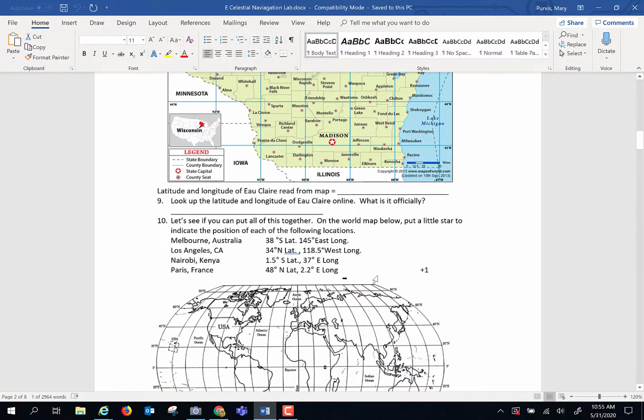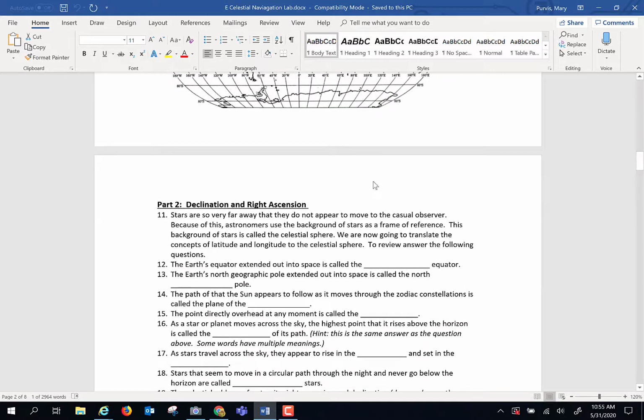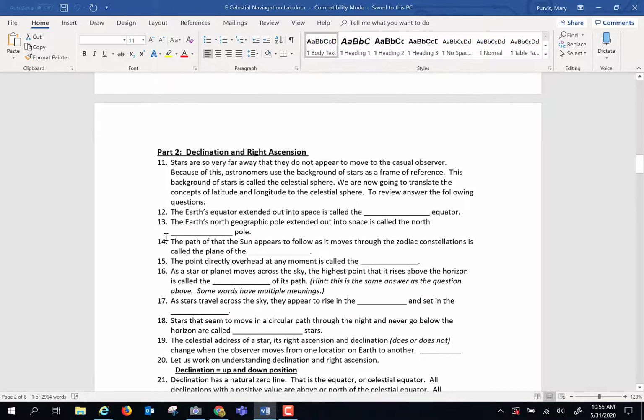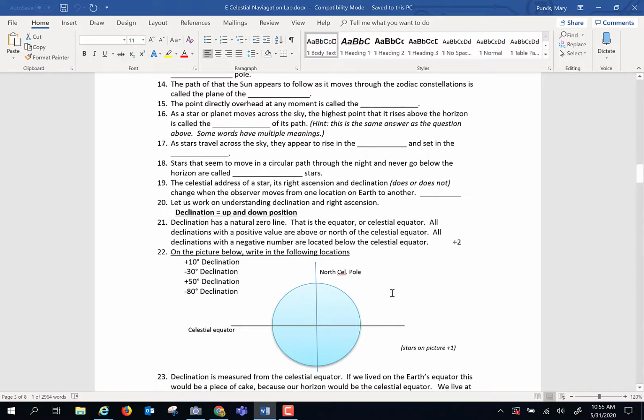You probably have a pretty good idea geographically where some of these places are, but can you use latitude and longitude to find a location? This is practice for right ascension and declination, which is coming up. Speaking of right ascension and declination, okay, let's review some words from the notes, and then let's practice these, because I think this is a tricky skill to learn.